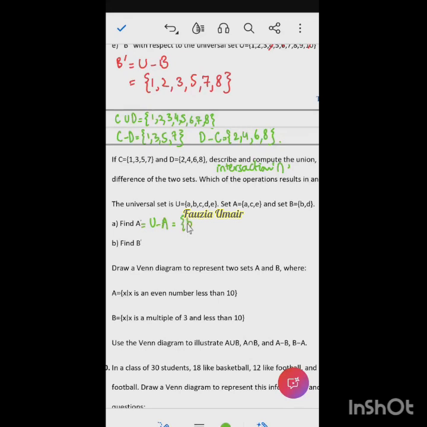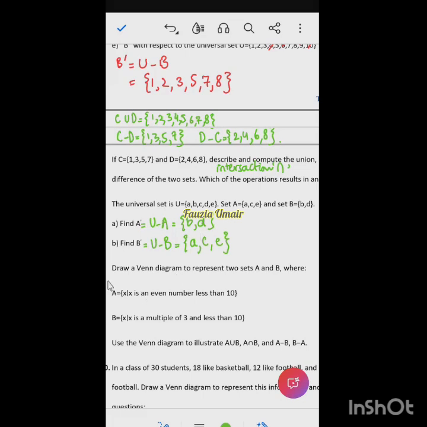So BD. Then another is B complement. B complement is U minus B. What is U minus B? A, C, E. Okay. So now the next one.